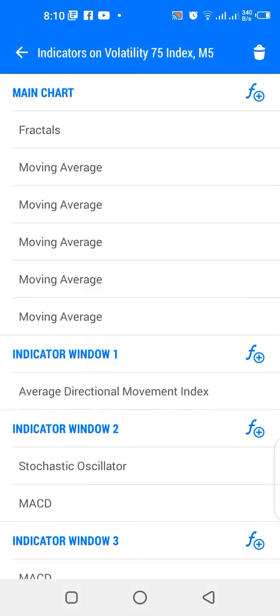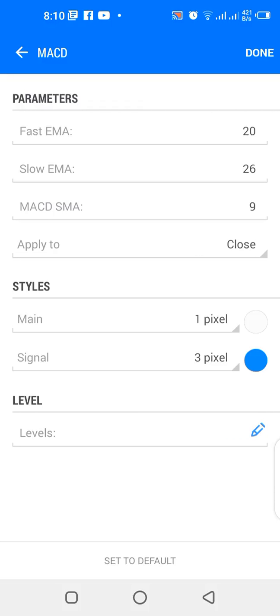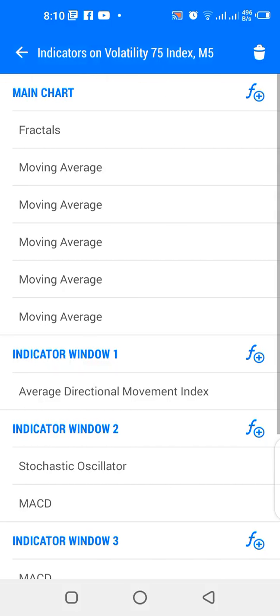Okay, apart from the stochastic oscillator on indicator window 2, we also have MACD. Let's look at the settings. The fast EMA is 20 and the slow EMA is 26. MACD SMA is 9. Apply to close. The main style color will match the background color of the chart. The signal style color is blue. So that's that for indicator window 2.